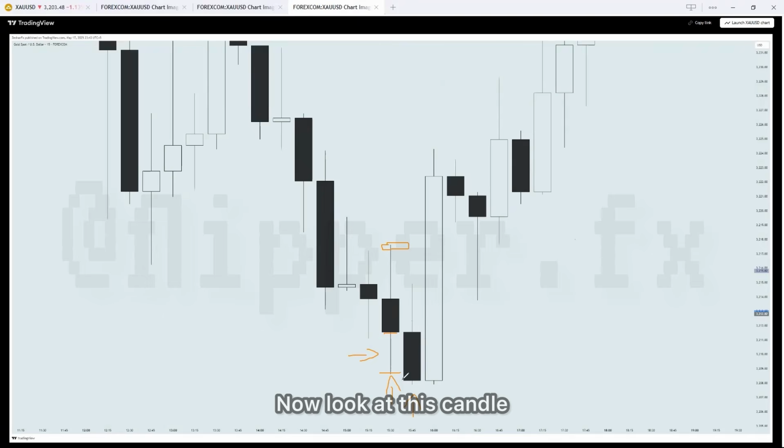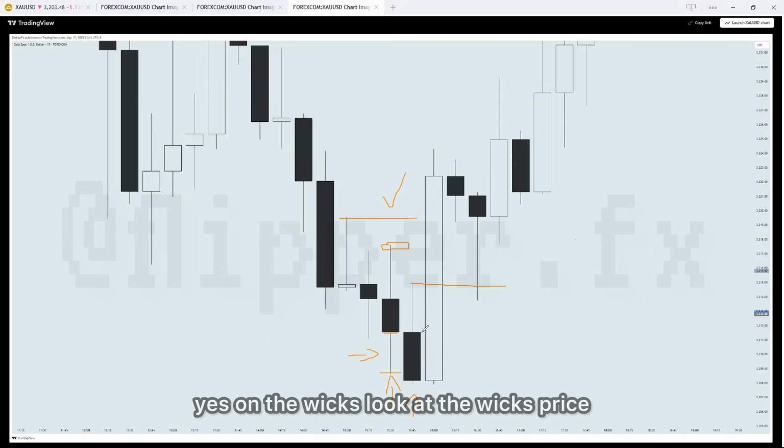Now look at this candle. A large momentum candle that broke multiple highs. Now, before this candle, the order had already been placed. And where are those orders placed? Yes, on the wicks. Look at the wicks.